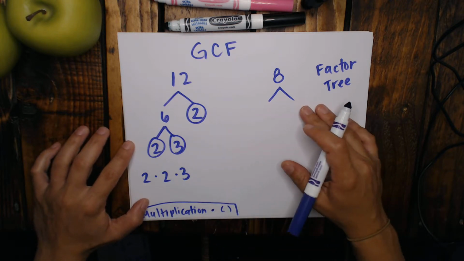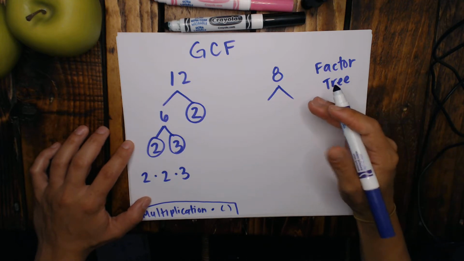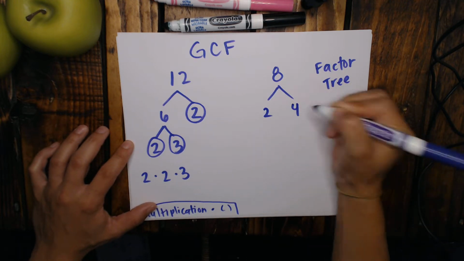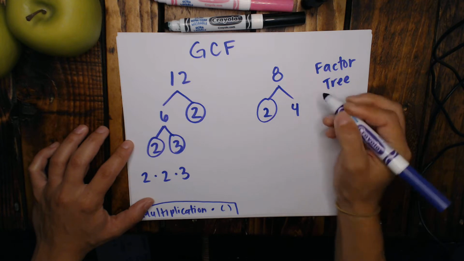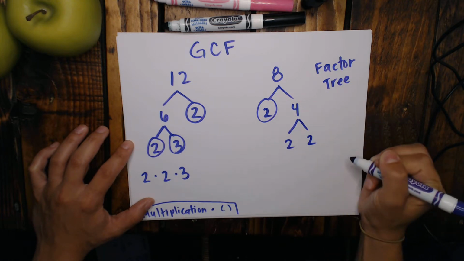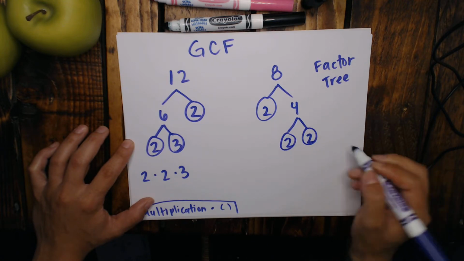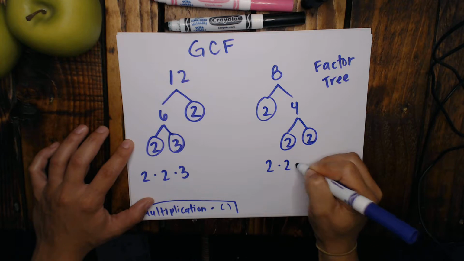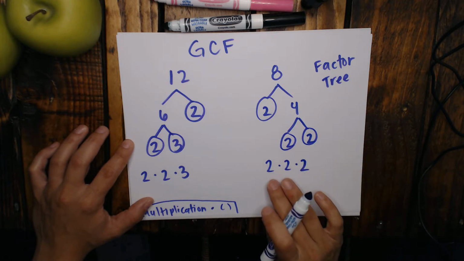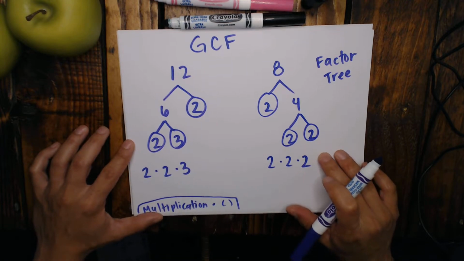Now when I move over to my 8, again, I'm going to factor it out. Things that come to mind are 2 and 4. We know 2 is a prime number, but 4 can be broken down into smaller prime numbers. 2 times 2 equals 4. Again, I'm going to circle those. So now I have 2 times 2 times 2. I know 2 times 2 times 2 equals 8. I factored all the way down to my prime numbers.